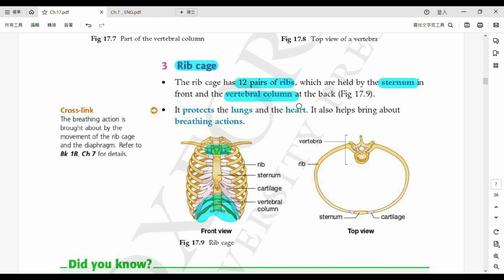Okay? Their major function, always about protecting. Protecting 乜嘢啊 this time? They're protecting the lungs and the heart. 得唔得？And also bring about the breathing action. 會幫我哋帶嚟呢個 breathing action 啦。Alright, so when we talk about the breathing action, I hope you remember. So what do we call this cavity? 呢個空間叫咩名呢？Okay, the answer is thoracic cavity.